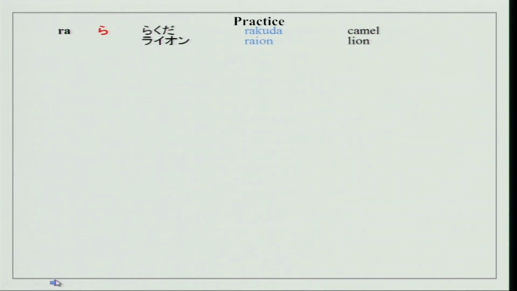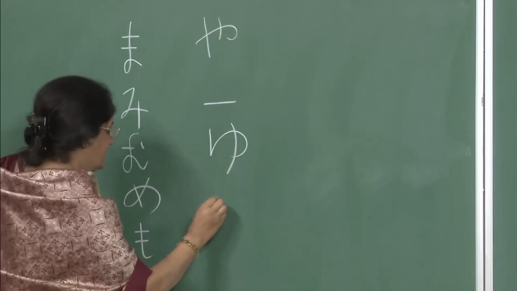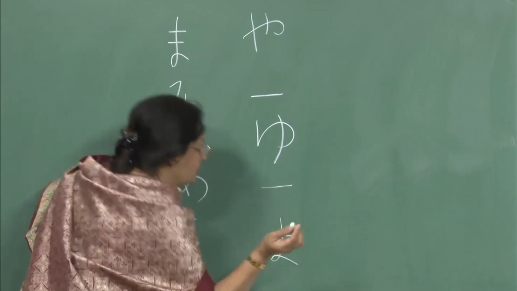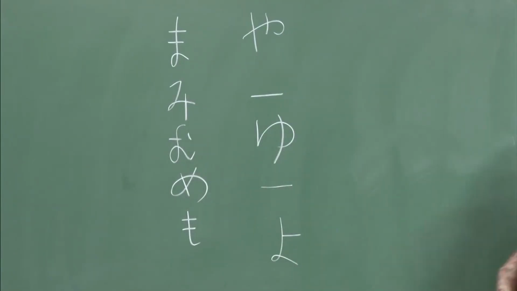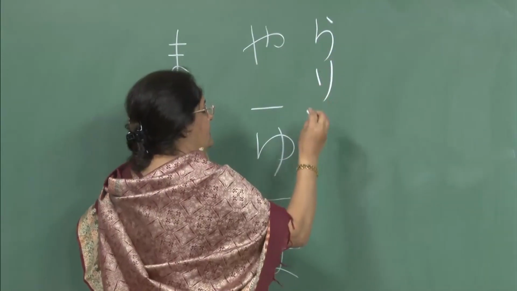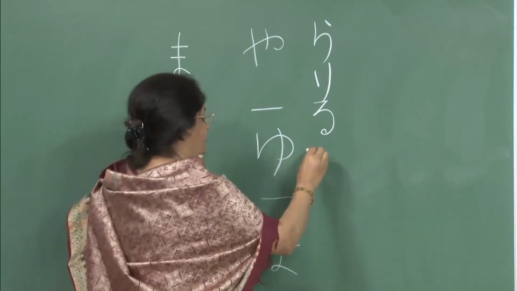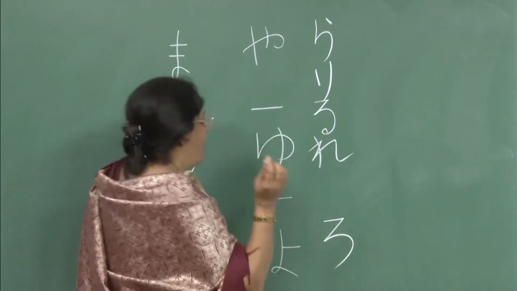After the Y series, we will do the Ra series now. The letter R. I will write it again for you. The Ya series first and then the Ra series. Ya, yu, and yo. Then we have ra, ri, ru, re, and ro.